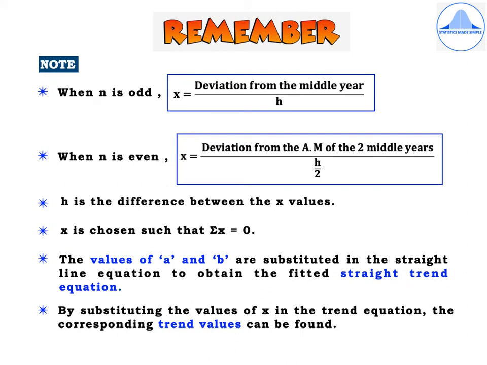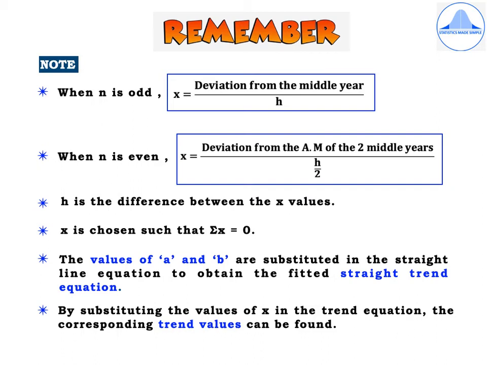Following are some of the important points to remember while working out the 5-mark problems on fitting of a straight line. First, when n is odd, x is equal to deviation from the middle year divided by h. Second, when n is even, x is equal to deviation from the arithmetic mean of the two middle years divided by h by 2. And h is the difference between the x values. Third point, x is chosen such that summation x is always equal to 0 in the problems.